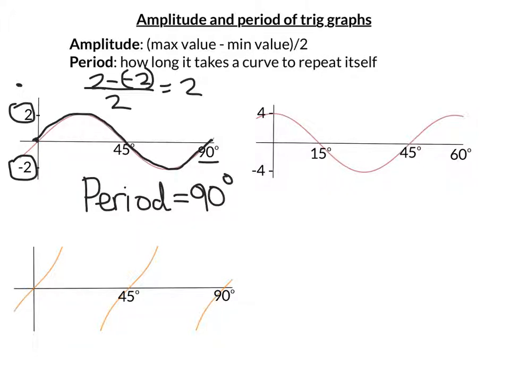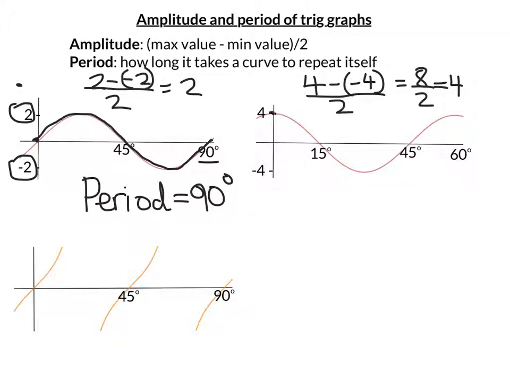Let's move on to the second curve, the cos curve. So amplitude is its maximum value, which is 4, subtract its minimum value, which is -4, divided by 2. 4 take away -4 is 8. 8 over 2 is 4. So its amplitude is 4.